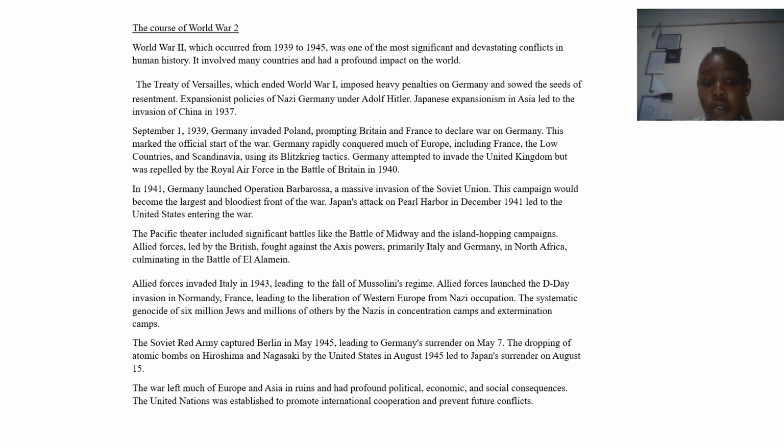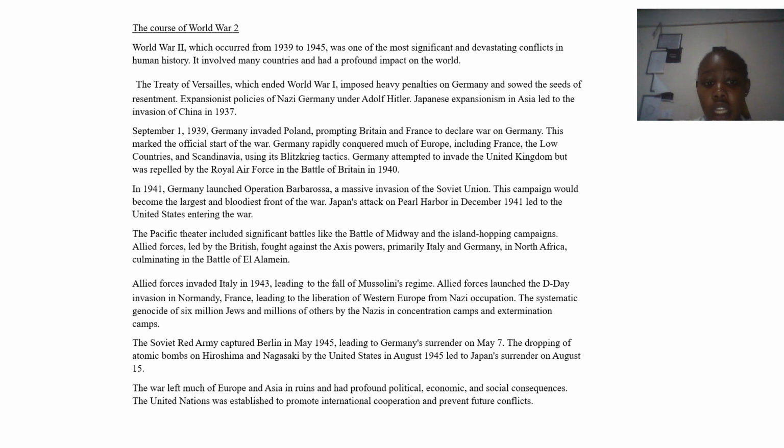In 1941, Germany launched an operation known as Barbarossa, a massive invasion of the Soviet Union. The campaign would become the largest and the bloodiest front of the war. Japan's attack on Pearl Harbor in December 1941 led to the United States entering the war. The Pacific theater included significant battles like the Battle of Midway and the island hopping campaigns.